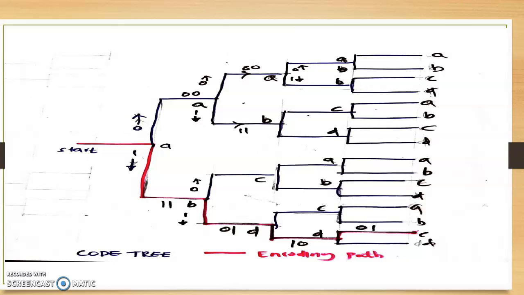When A has got a 0 input, we'll go upward, and when the state has got a 1 input, I will go downwards. So in the first case, when A has got 0 input, it will go to the A state with the corresponding output 0 0. When A has got a 1 input, it will go below to the B state with the corresponding output 1 1.